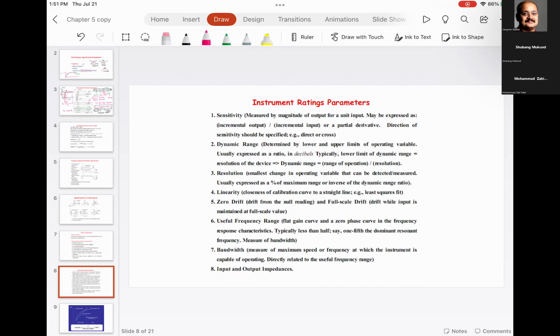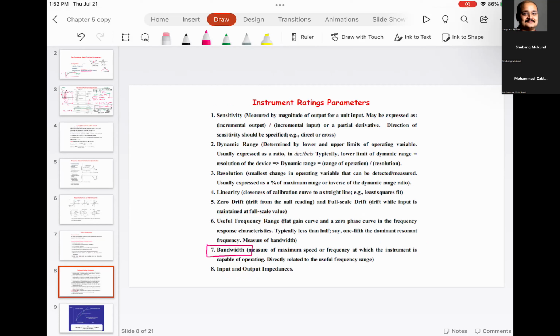Then in the last class, I reviewed these important concepts on instrument rating parameters, wherein sensitivity, dynamic range, resolution, drift, frequency range, bandwidth, and impedances are super important. Now, I want to talk about bandwidth a little bit, because bandwidth is a somewhat confusing term.